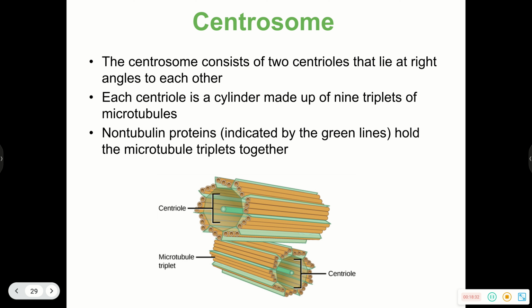The centrosome consists of two centrioles. And what they do is they lie at right angles to each other. They form a perpendicular situation. And each centriole is a cylinder that has 9 triplets of microtubules. So you can see right here with the centrioles, 1, 2, 3, 1, 2, 3, and so on. There's 9 of them that go all the way around, okay?